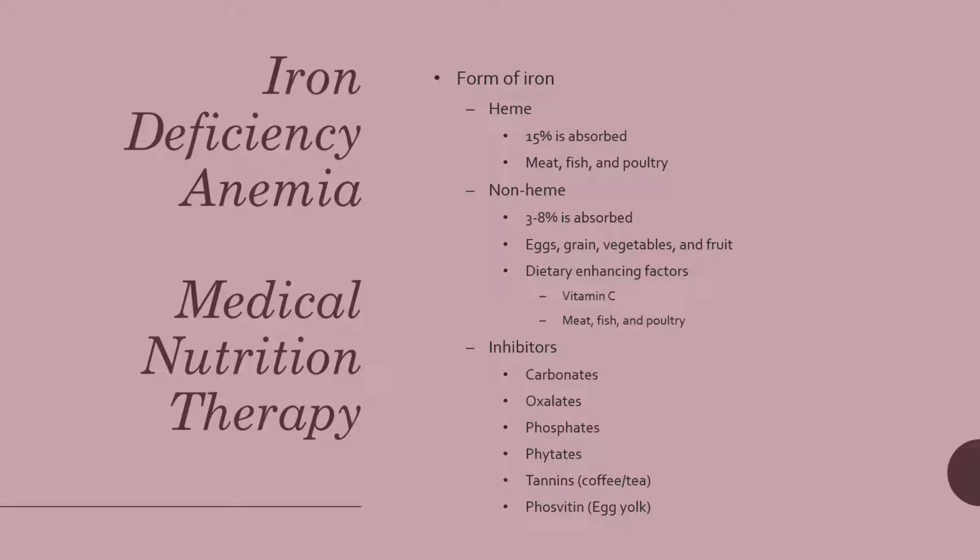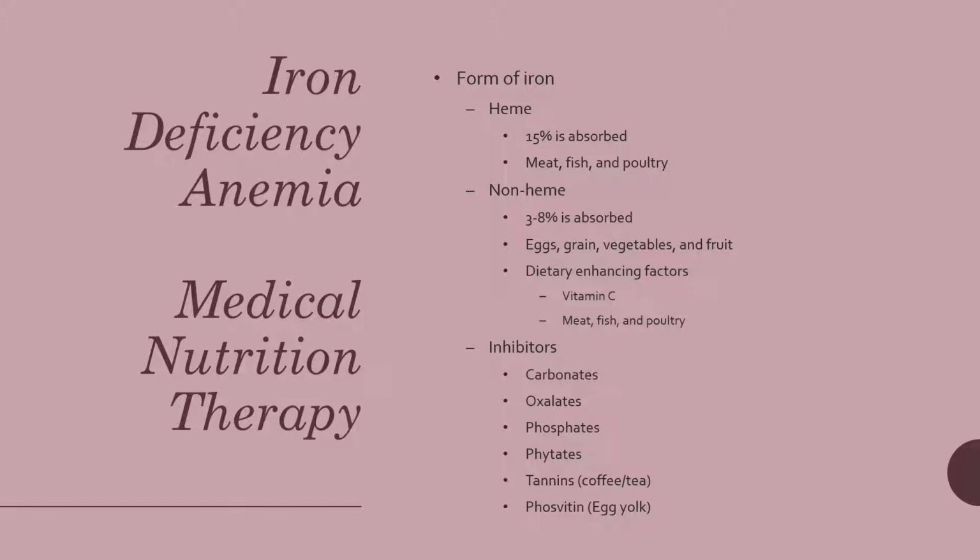Okay, the things that interfere: the carbonates. So think about the carbonated beverages, oxalates, phosphates, phytates. These substances all tend to be found, again, in some pretty healthful foods. Think whole grains, think fruits and vegetables. Maybe try not so much to take those in when you are taking in your heme iron.